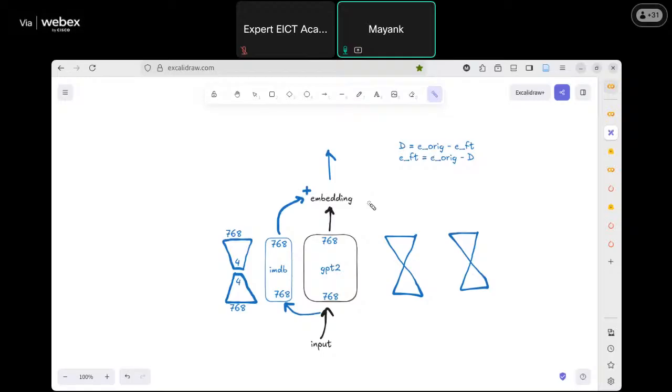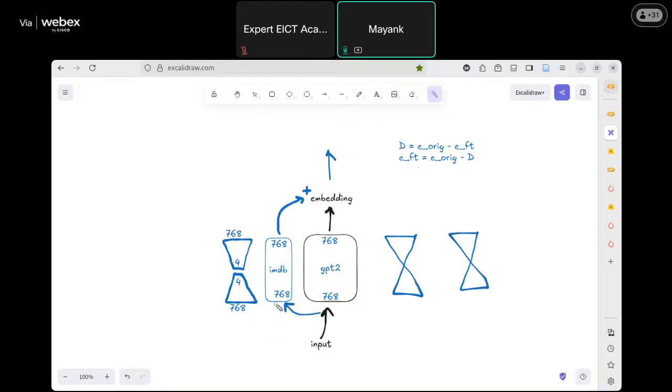Okay, so what we are trying to do is, there is an original embedding, there is a fine tuned embedding. Suppose the difference between both of them is D. So what we can say is, our EFT, which is our embedding fine tune, is E original minus D, this delta. I'm just moving the terms around. So in essence, what is happening is, if we can train a lightweight network for this difference D, then we can get our fine-tuned embedding at low cost. Okay, that is the idea for adapter.